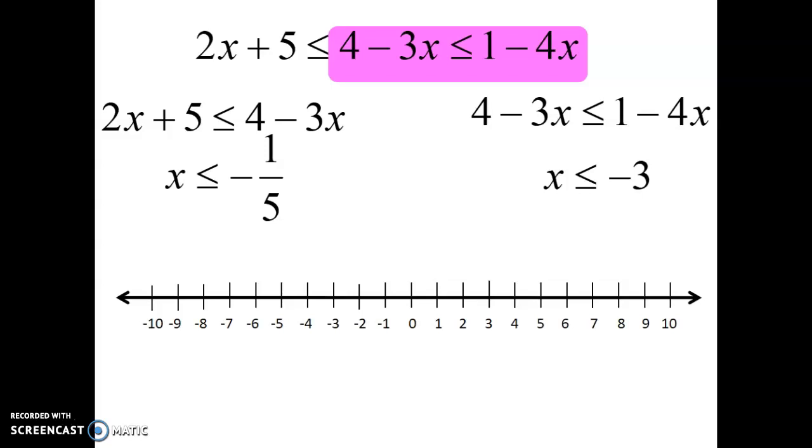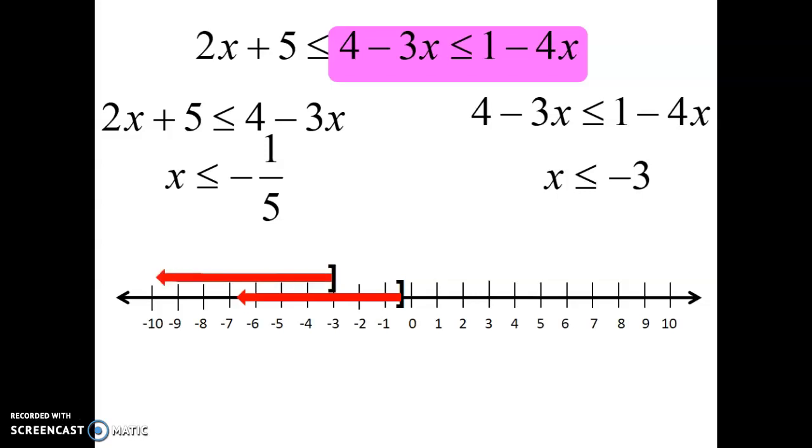Okay, so now what we can do is we can graph these. At negative 1/5, that's the first one, we're going to have a bracket going to the left, with our arrow going that way. At negative 3, we're going to have another bracket going to the left, going this way.